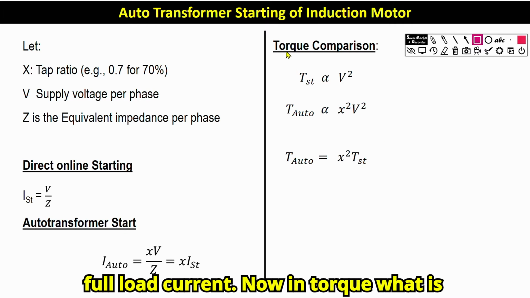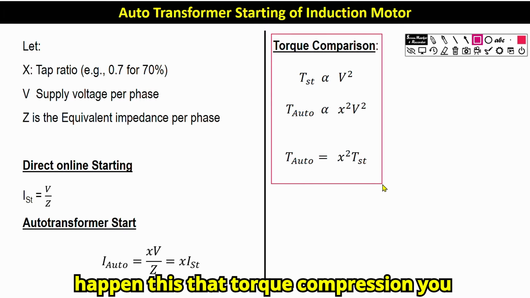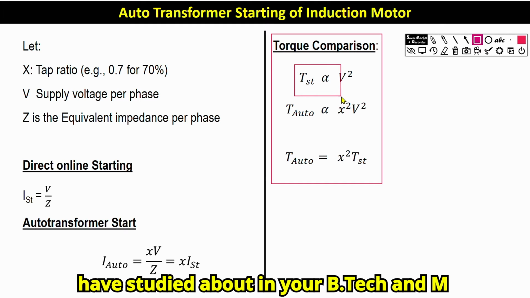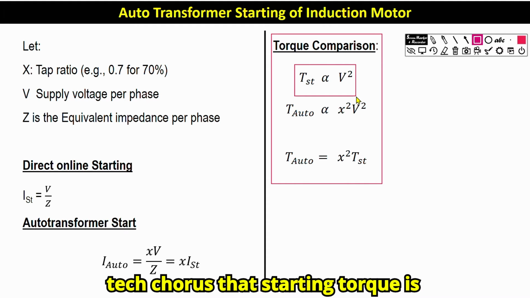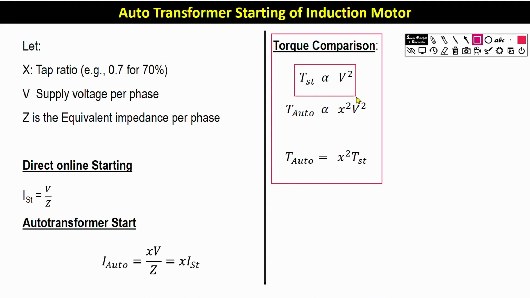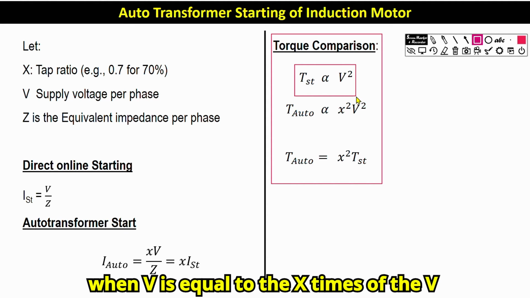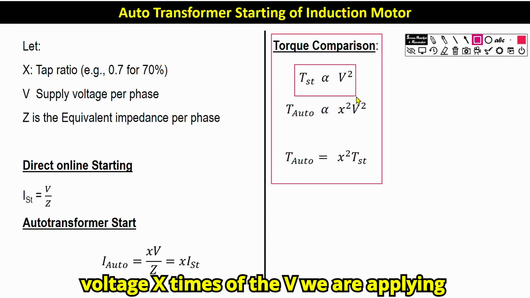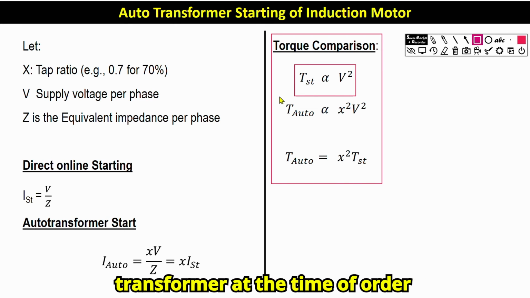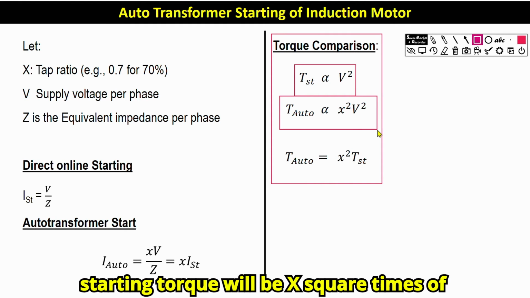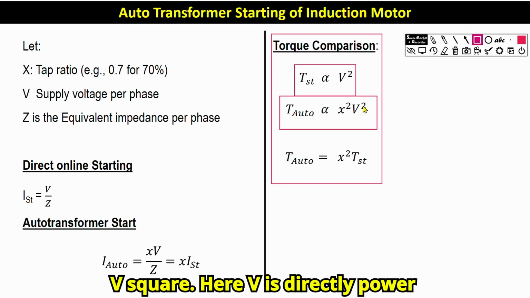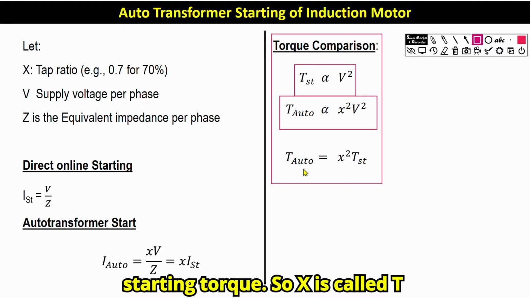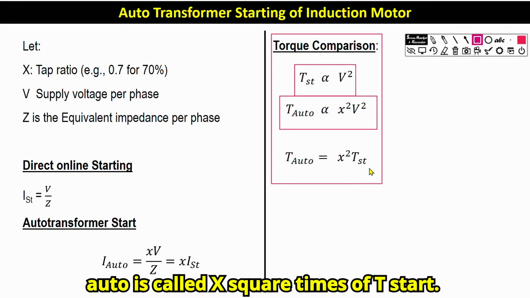Now in torque, what will happen? This is the torque comparison. You have studied in your BTech and MTech course that starting torque is directly proportional to V square. So when we are applying reduced voltage, X times of V, X percentage of V, then at the time of using the auto transformer, our starting torque will be X square times of V square. Here V square is directly proportional to starting torque, so T auto is equal to X square times T starting.